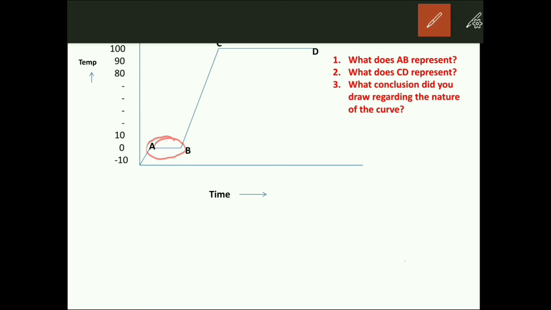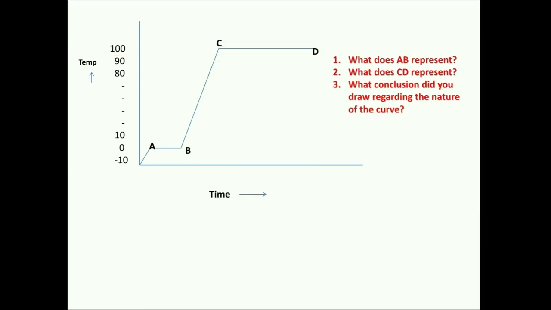When the ice reaches B, all the ice will be melted. Now there is an increase in temperature. The temperature is increasing until it reaches 100 degrees Celsius. As soon as the water reaches 100 degrees Celsius, it starts boiling and the temperature does not increase. That's why there is a straight line here. So this is our heating curve.